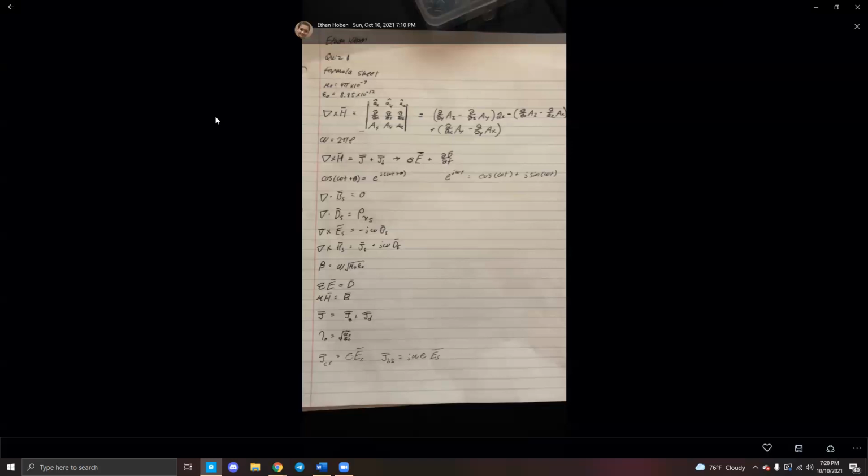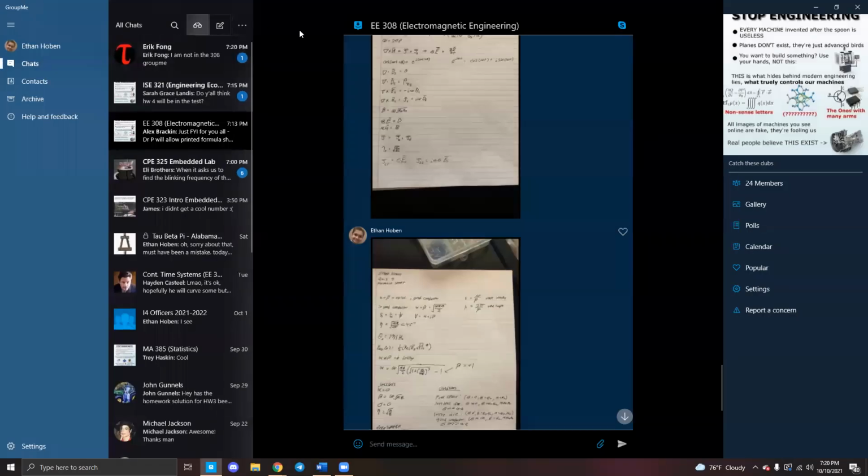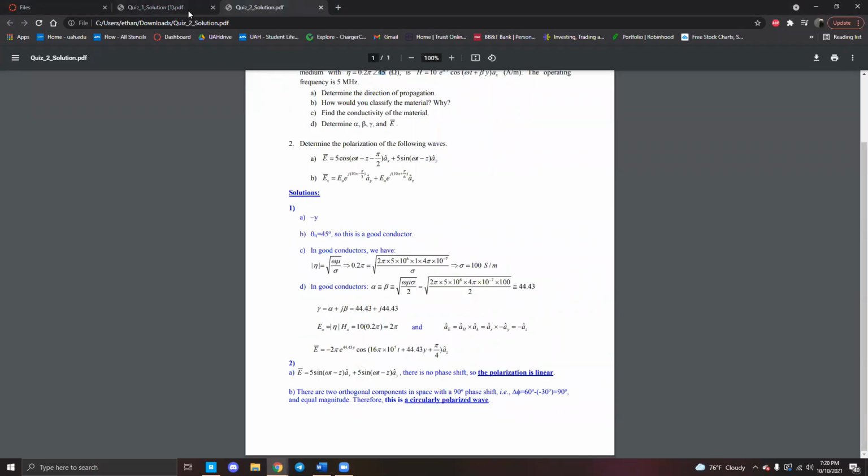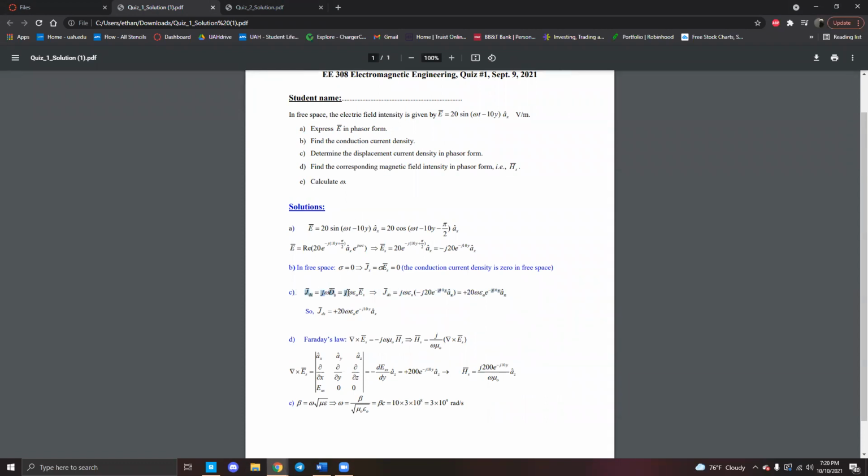You can see all the way at the bottom, I have the displacement current and conduction current in phasor form, which is also very important to know because I believe in one of the quizzes we had to write the conduction current, no, displacement current. Let's get this right. It was the displacement current, I'm pretty sure. Should be quiz 1, yes, displacement current in phasor form. So as mentioned, phasor is going to be big.